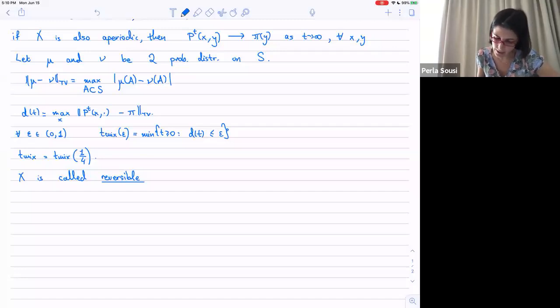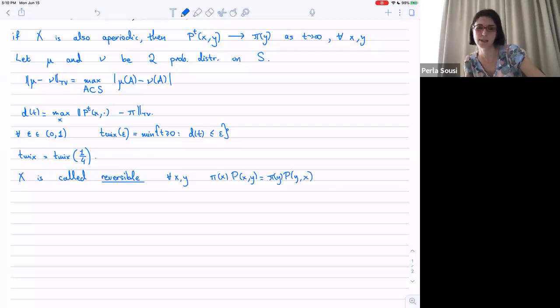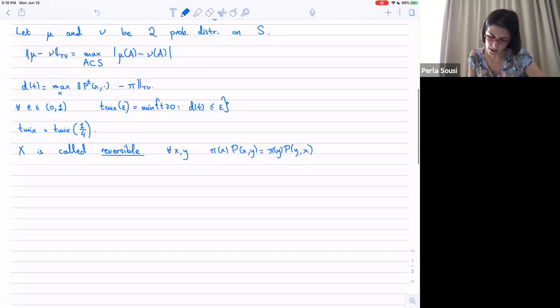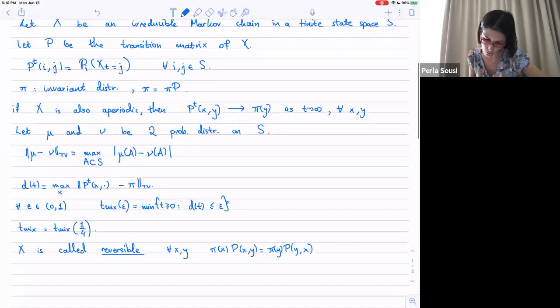And this condition is equivalent to saying that for all x and y, pi x times P x y is equal to pi y times P y x. These are called the detailed balance equations. So in this course, I'll mostly be talking about reversible chains. In some cases, I'm going to also discuss non-reversible chains. These are the main definitions I wanted to write down.